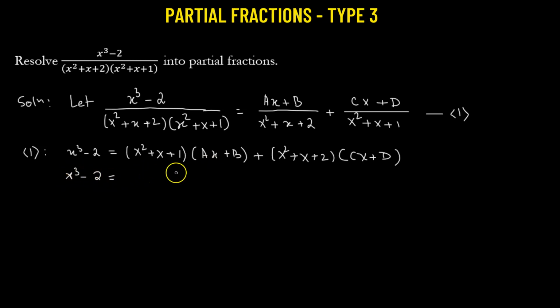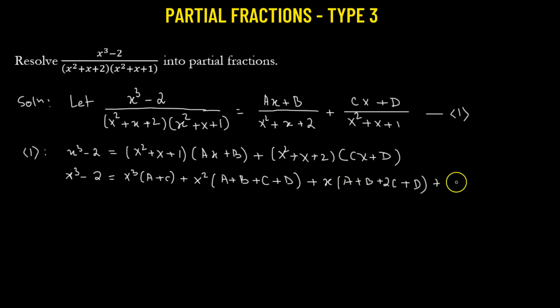Now what we'll do, we'll combine the like terms. So here we have the highest power of x, that's going to be x cubed. So we have x cubed times a plus c. Then we have the next term, which is going to be x squared, so x squared is going to have the coefficient a plus b plus c plus d. Plus we have the next term, which is going to contain x, with coefficient a plus b plus 2c plus d. And then we have the constant term, which will be simply b plus 2 times d.